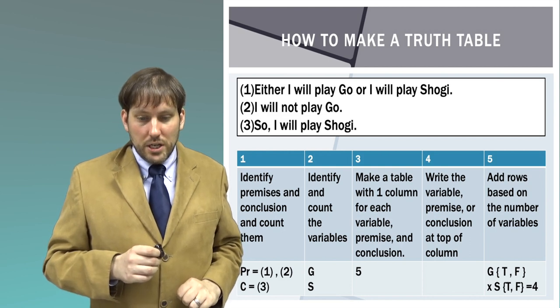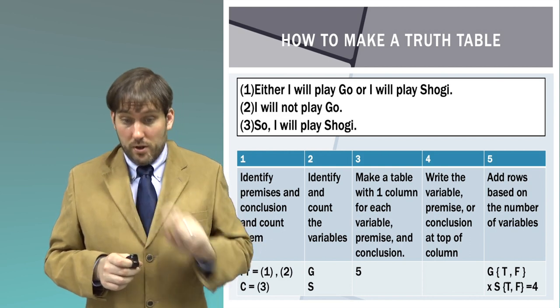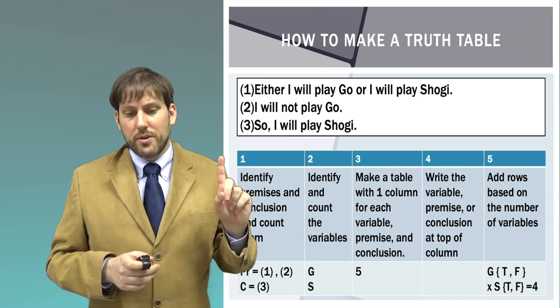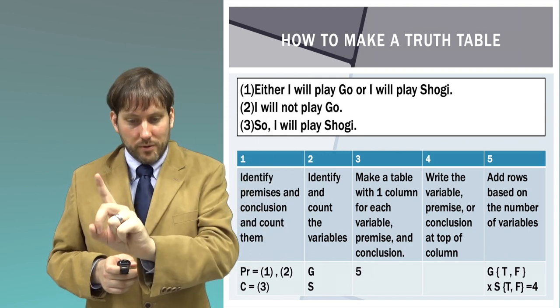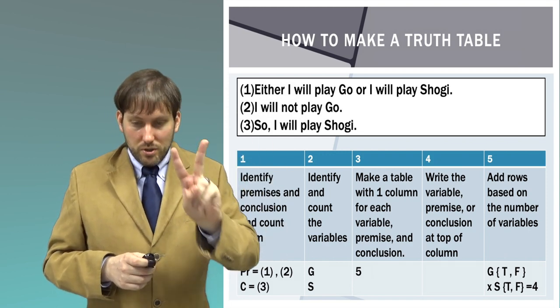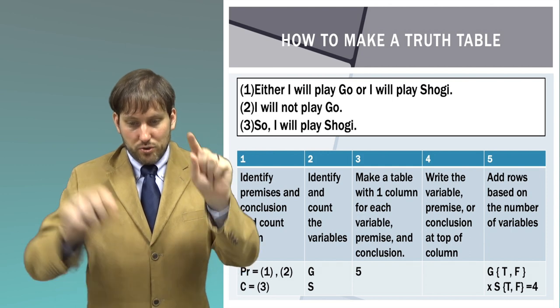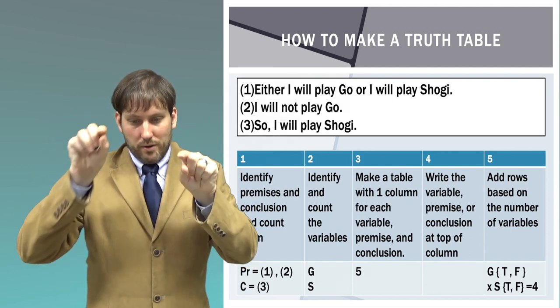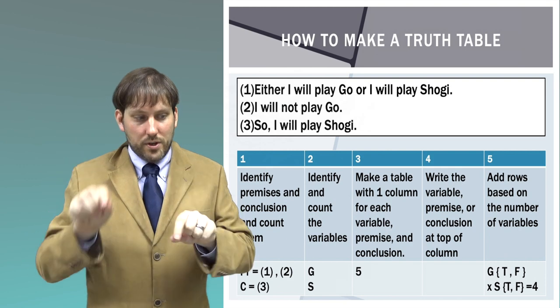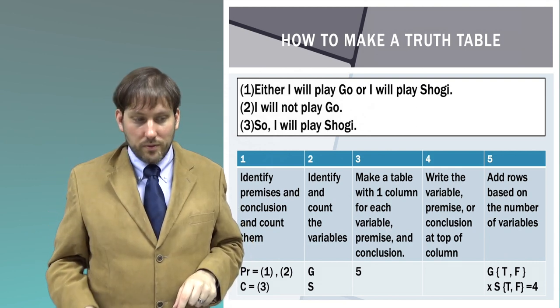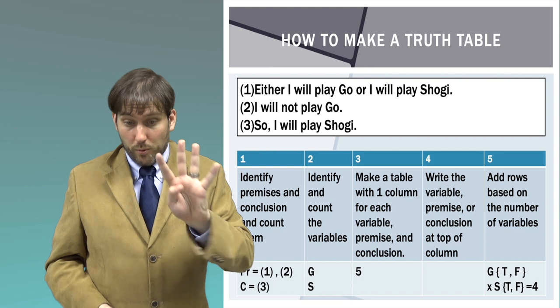Why? Each of our variables can be true or it can be false. Remember the law of the excluded middle. So if we have two variables, we have true and true, true and false, false and true, false and false. So we have four different possibilities, and that's why we have four rows.